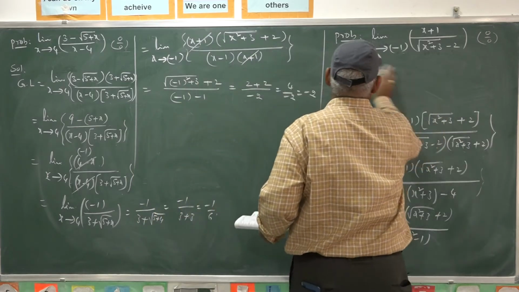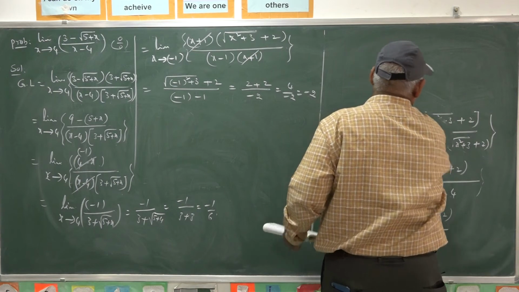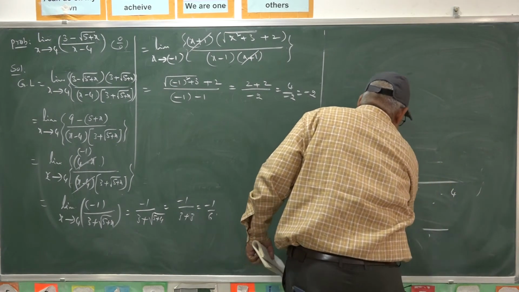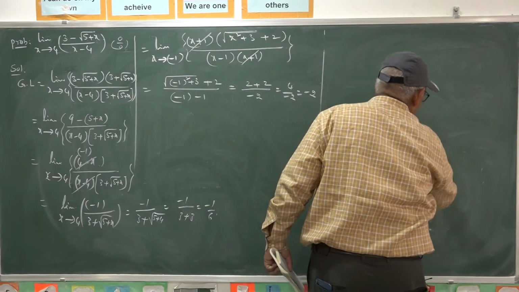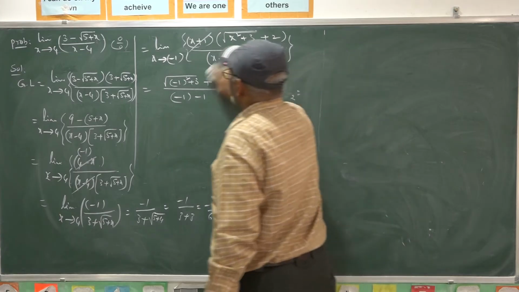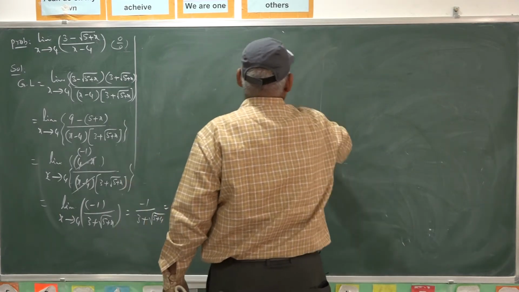This is the rationalizing procedure. Whenever you need the rationalizing procedure, you have to rationalize and remove the common factors in the numerator and denominator and then apply the limit by direct substitution method. That is the procedure of rationalizing.